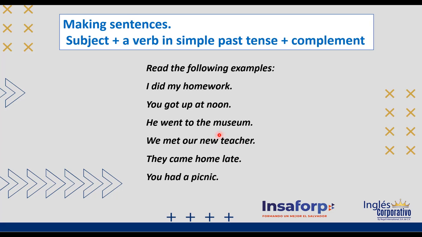A nuestro nuevo maestro. Ok, excelente. Nosotros conocimos a nuestro nuevo maestro. And we is the subject, met is the verb in simple past, and our new teacher is the complement. And then we have the other two sentences. They came home late and you had a picnic. They came home late. Ellos llegaron a casa tarde.